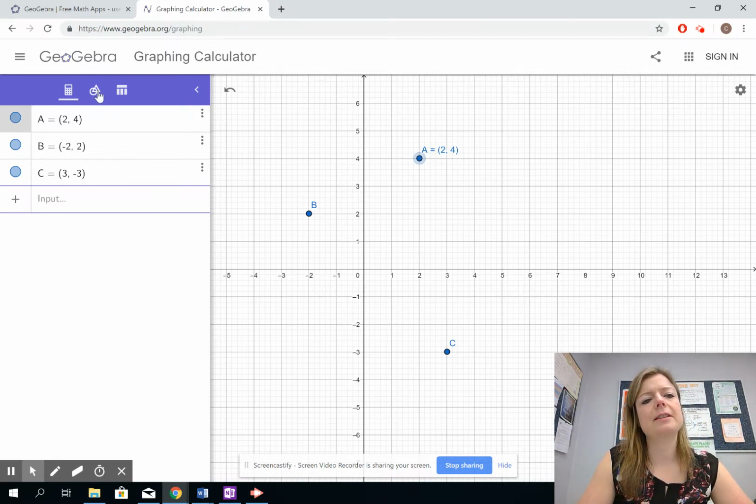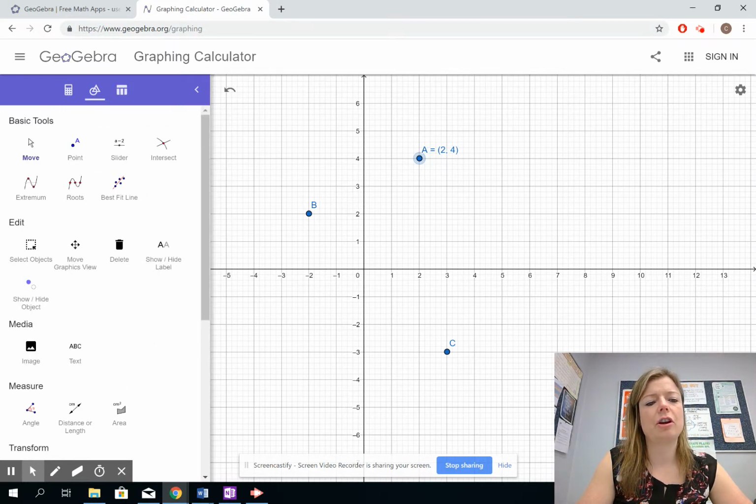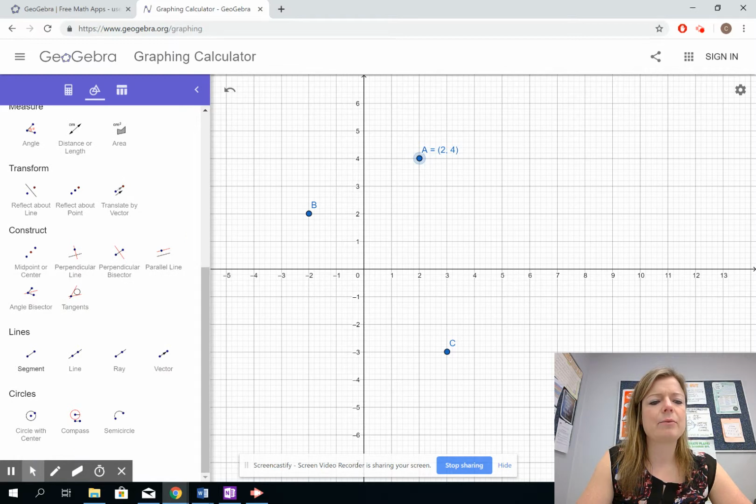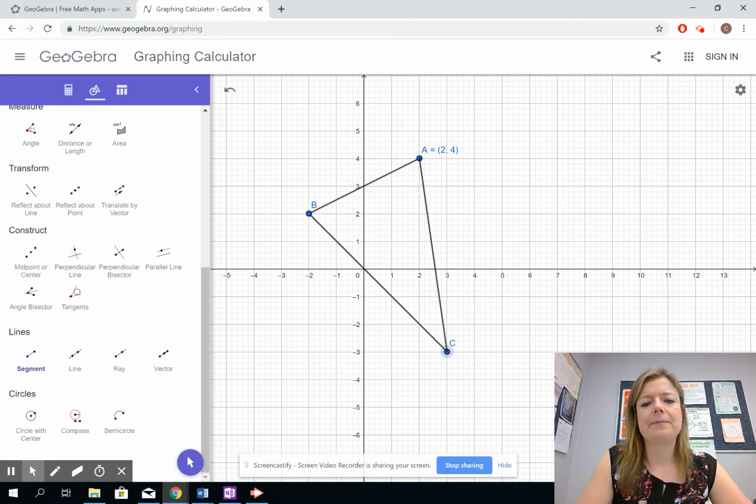So then you're going to press the circle and triangle to get to your geometry tools. And I want to connect the 3 points. So I want to choose lines. I want to choose segment so that it doesn't actually go through the 2 points, but just connects them. So A to B, and then I click B again to C, and then C to A.